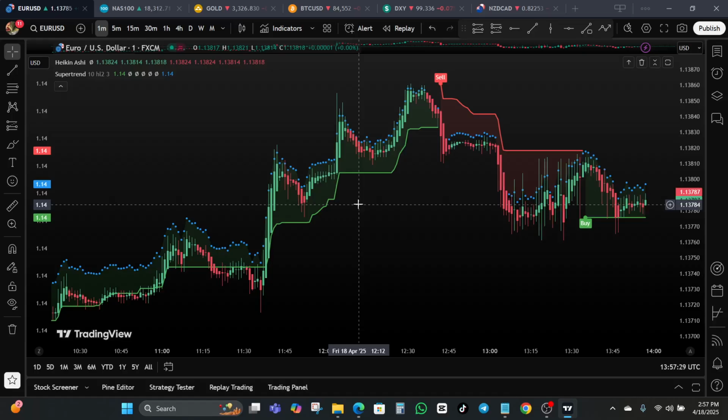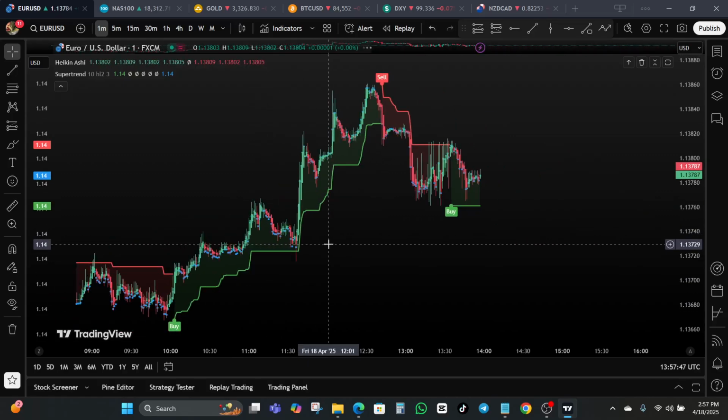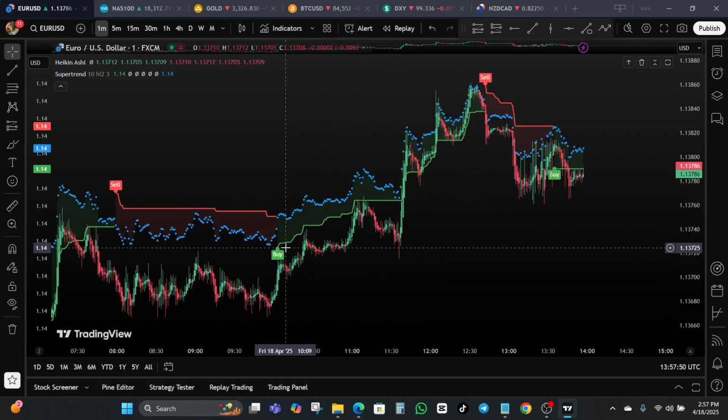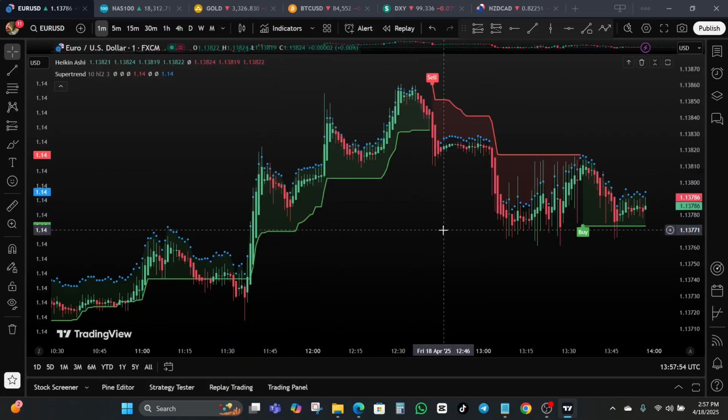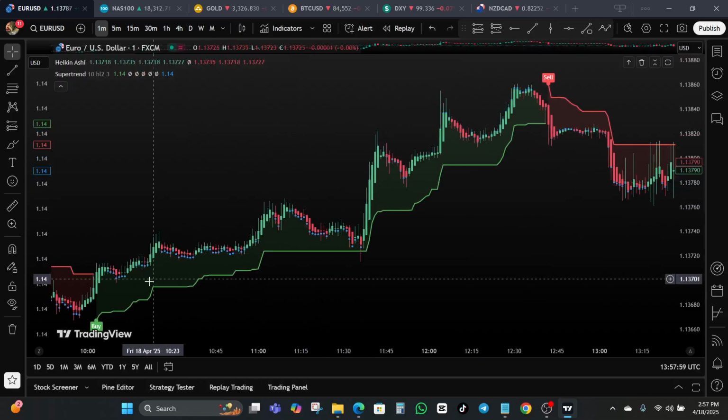Now for your buy entry, your Heikin Ashi candles must be green, showing momentum is bullish. Then your Supertrend must flip to green and also give a buy signal. So apart from flipping to green, there must be a buy signal as well. For example, you can see what happened here. This was a good example.